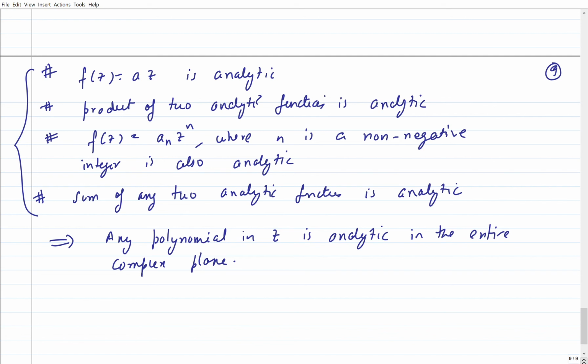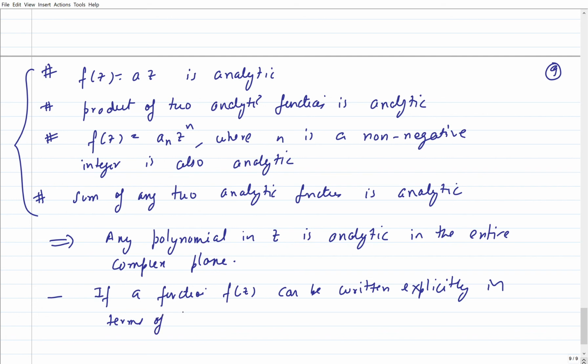So that gives you a hint that maybe we ask the question, what about if a function f(z) can be written explicitly in terms of z? What can you say? Well, then it means that it is indeed analytic. So if I can express a function purely in terms of z, then it's an analytic function.